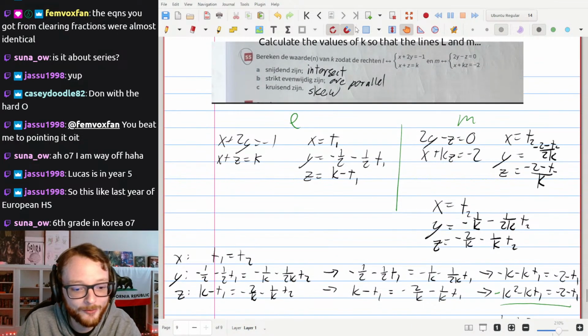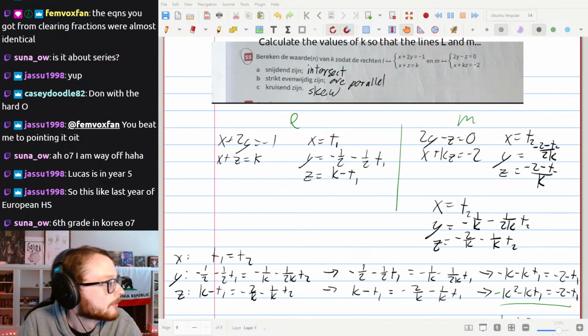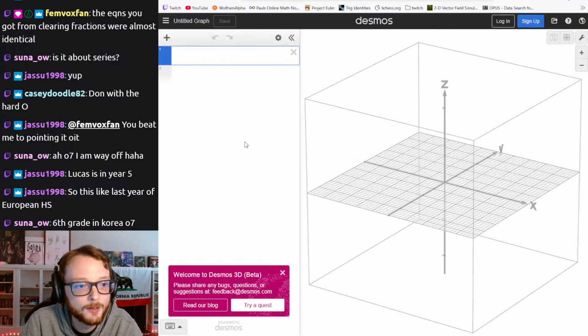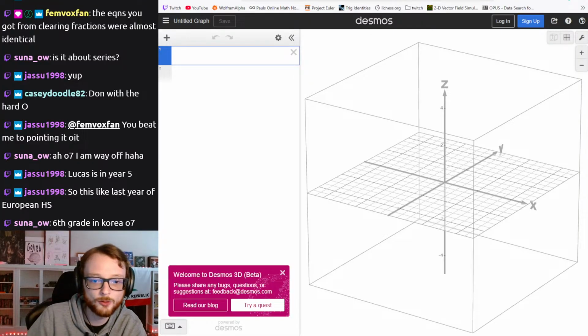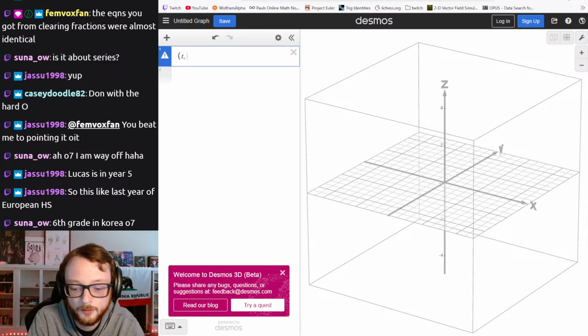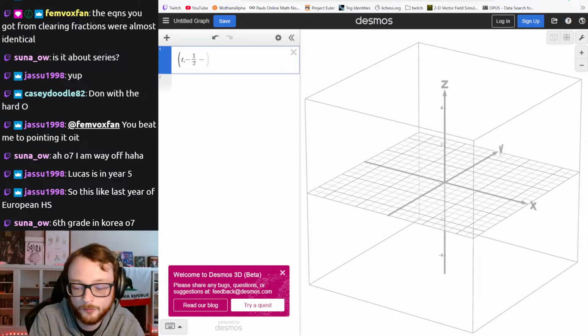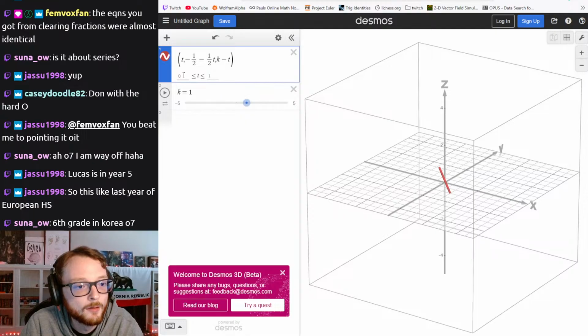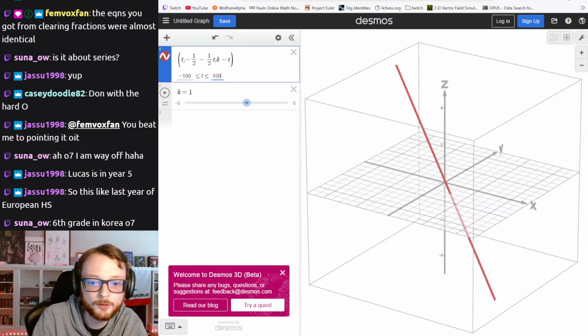I want to verify this in Desmos. I think it's Desmos time to check the intersection stuff. We haven't done the other parts of the question. We've theoretically done the first part. I'm going to use, I guess, my parametric equations. t minus a half t, k minus t. t is going to go from minus 100 to 100.